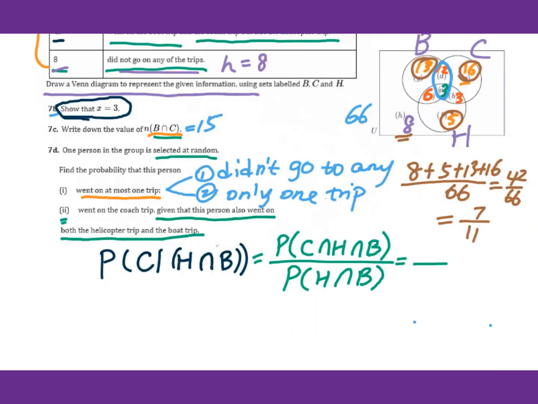According to this Venn diagram, C intersect H intersect B is 3 over 66. H intersect B will be 6 plus 3, so you will get 9 over 66. Reduce. You will get 1 over 3.